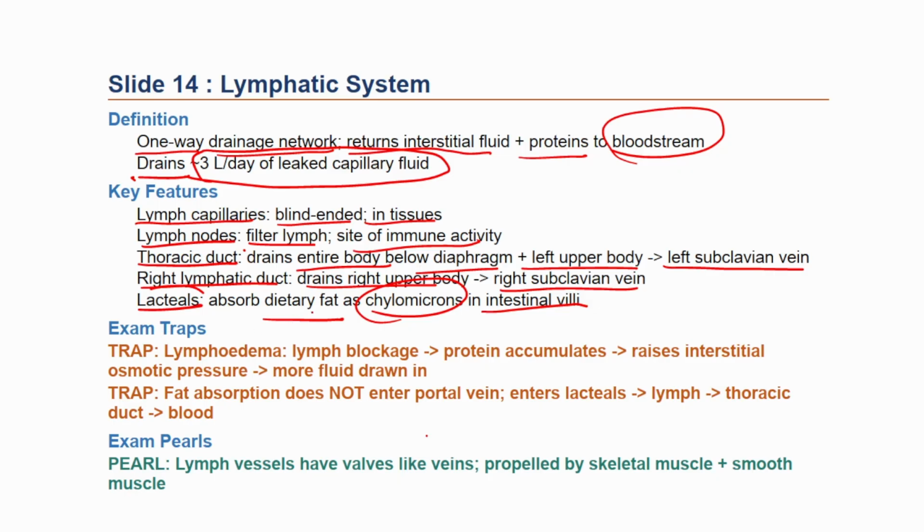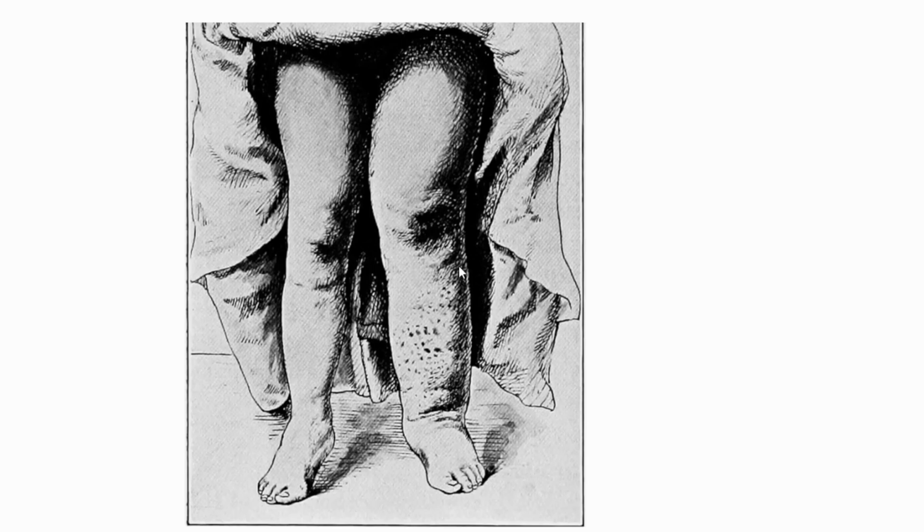The first trap focuses on the condition known as lymphedema. If a lymph vessel is blocked, proteins begin to accumulate in the tissue spaces. According to the rule of osmosis, this accumulation raises the interstitial osmotic pressure, which actively draws more water out of the blood and into the tissues, causing severe localized swelling. And classically, you will see the swelling in the legs of the patients. This is a patient of lymphedema where you see the right leg is normal, but the left leg is swollen.